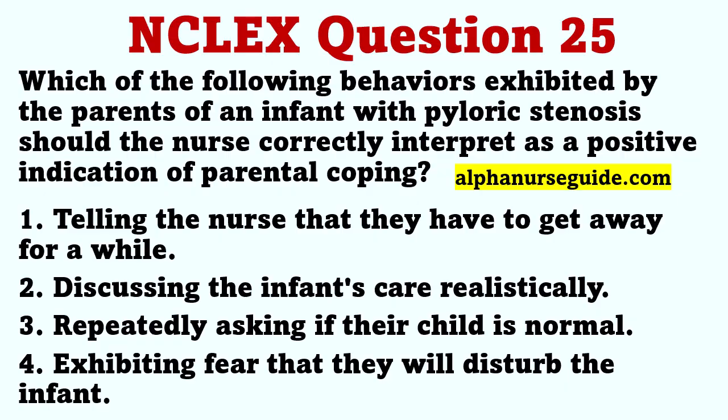Without further data, the fact that the parents have to get away could be interpreted as ineffective coping, possibly suggesting that they are unable to handle the situation. Continuing to ask about the child's general condition even after answers have been given does not suggest effective coping. The parents are demonstrating that they are unsure of themselves as parents or are hoping for positive information. Exhibiting fear that they will disturb the infant does not suggest effective coping. This behavior indicates that they are uncertain or lack knowledge about infants.